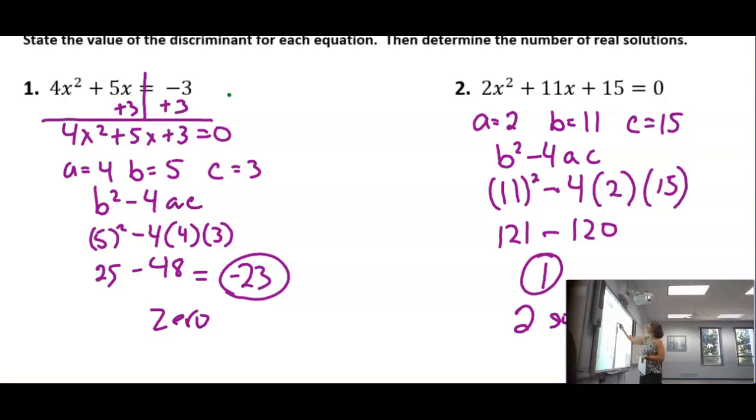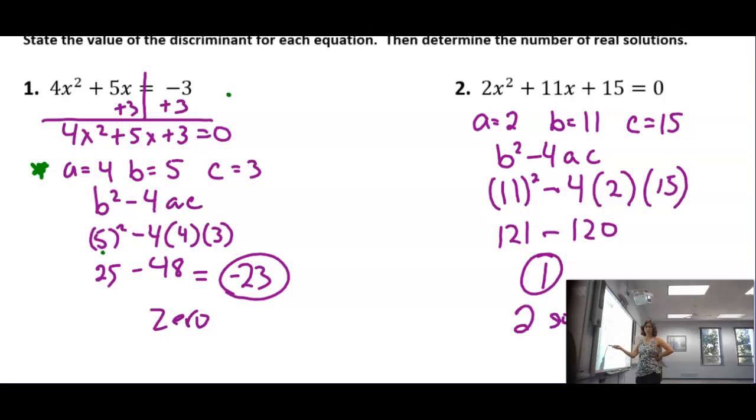This equation wasn't in ax squared plus bx plus c equals 0 form, so I had to solve it to get it that way. Number 2, I can read off my a, b, and c, but number 1 I had to solve first, okay? One more reason you don't want to do that, right? So the first thing I do is identify my a, b, and c. That's a given whenever we're doing the quadratic formula. Then I'm just going to take b squared minus 4ac, and I'm going to figure out what that equals.